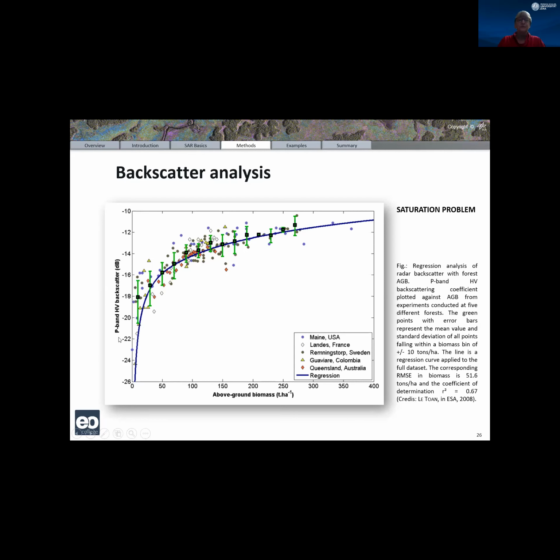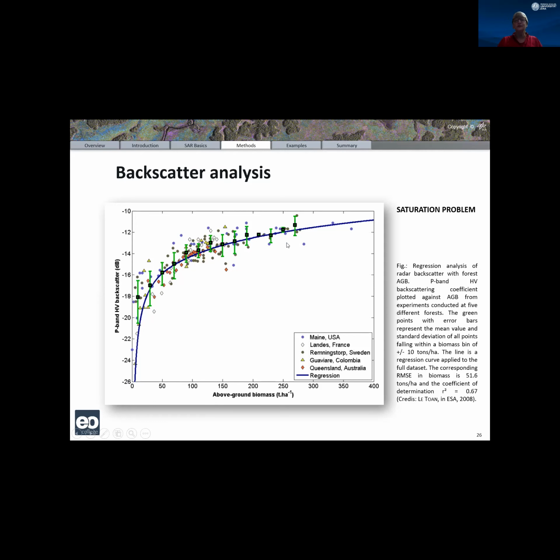And here we look at P-band, so the over 70 centimeter wavelength, and cross-polarized HV backscatter. We talked about what dB is yesterday. Here you see these negative numbers. You know now why they are negative. And what you see is that this regression between the in situ measurements and just the backscatter, there is an area where it's nice. Let's see, you're starting at 20, 30 tons, and it's almost linear, but then it curves.